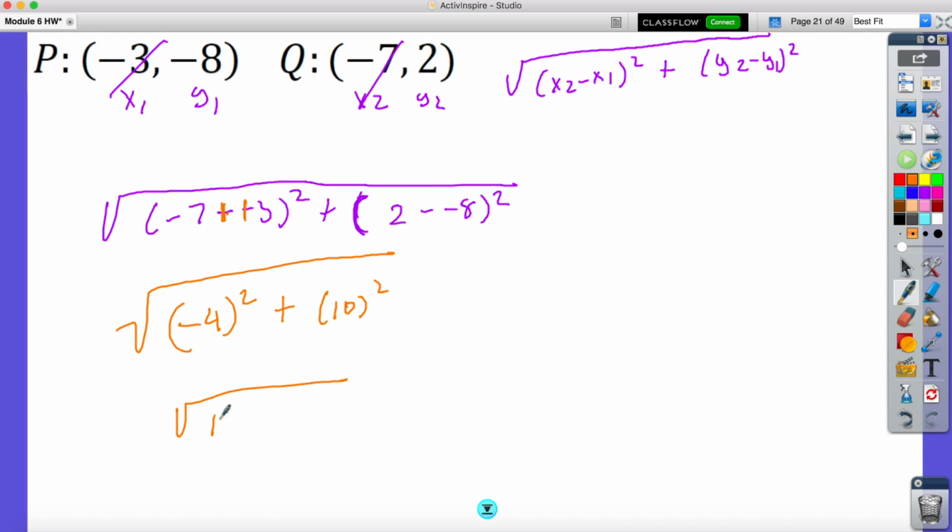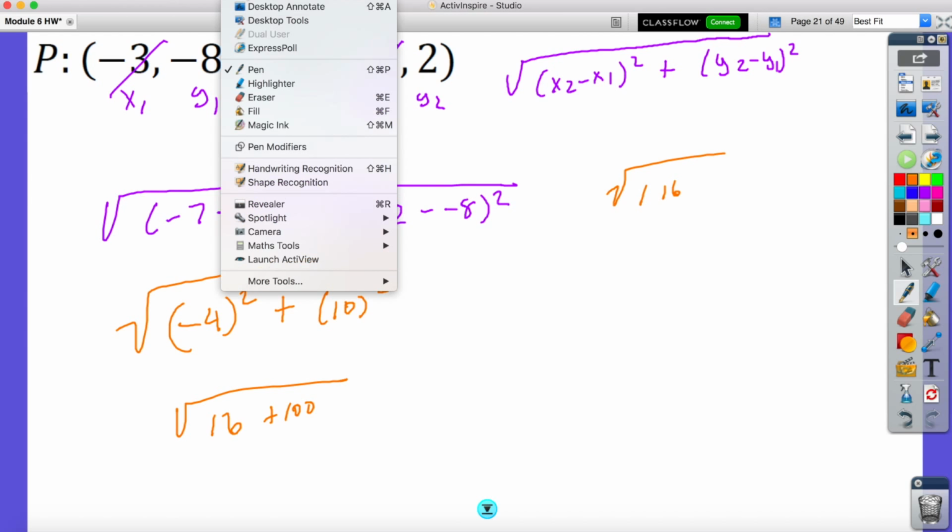is 16, and 10 times 10 is 100, and that means I'm going to have 116. And I need to find the square root of 116. So off the top of my head, I don't know what square root of 116 is. So let's go ahead and bring up a calculator to help us solve it.